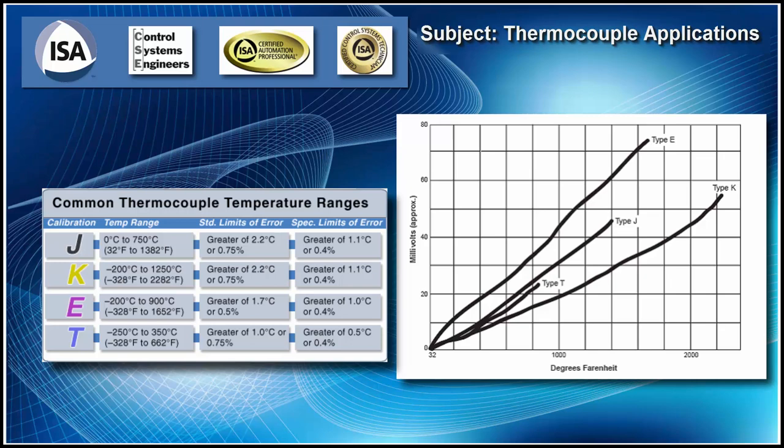Okay, so a J is good for 32 degrees to 1382 degrees Fahrenheit, while a K is good to minus 328, clear up to 2282 degrees Fahrenheit, and E is in the middle. It's from minus 328 degrees Fahrenheit to 1652.